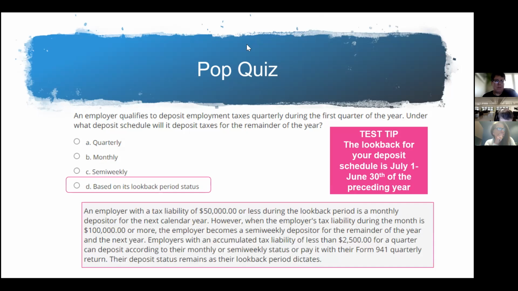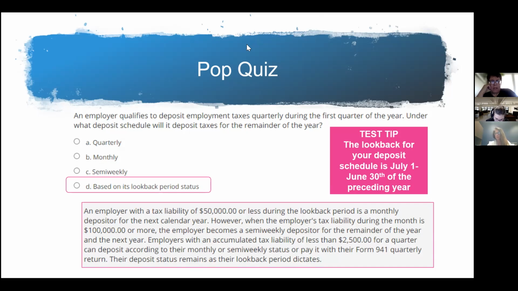Okay, if you guys said it was based on the look back period, you were correct. An employer with tax liability of $50,000 or less during the look back period is considered a monthly depositor for the next calendar year. They have to deposit on a monthly basis. If the tax liability during the month is $100,000 or more at any time during the month, they become a semi-weekly depositor for the remainder of the year and during the next year.